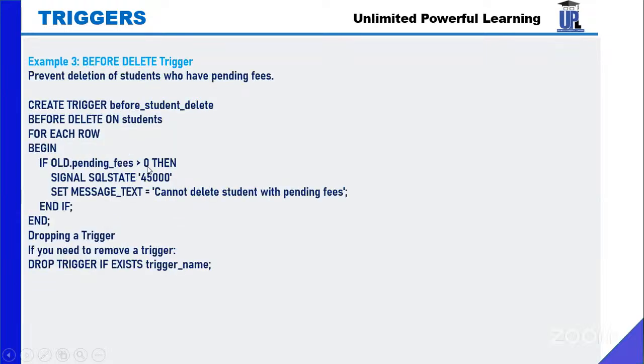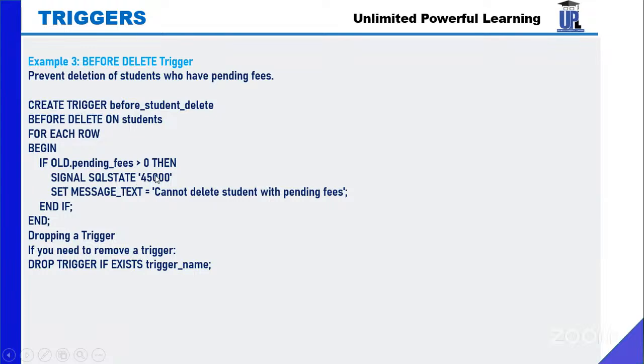Similarly, delete. We can use the delete trigger: create trigger before, to prevent the deletion of students who have pending fees. So the students cannot be moved out of XYZ institute, or a certificate should not be given unless the pending fees are paid, or he should not be allowed to take the exam. So create trigger before student delete, before delete on which table, student, for each row. If old.pending_fees, if old pending fees are there, then raise a signal.